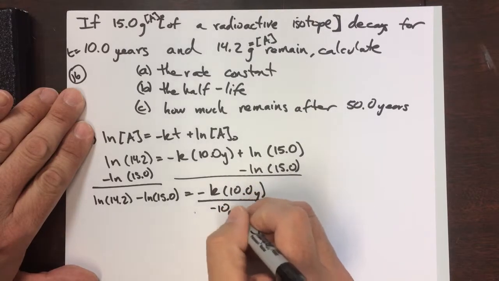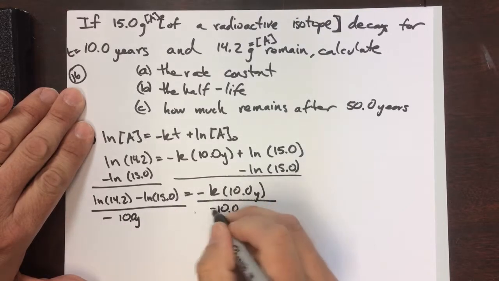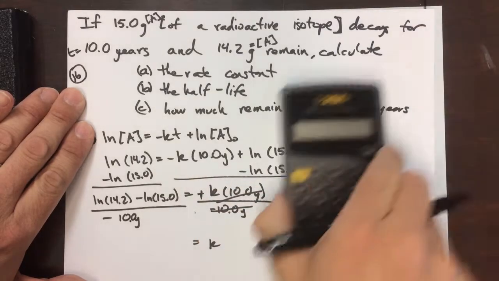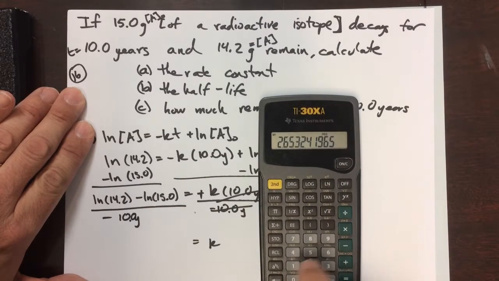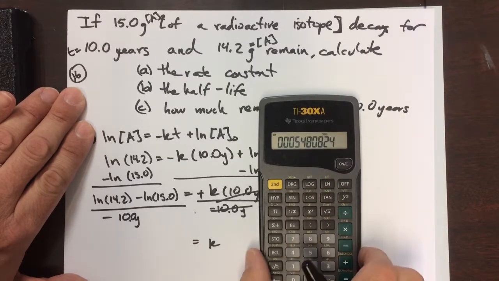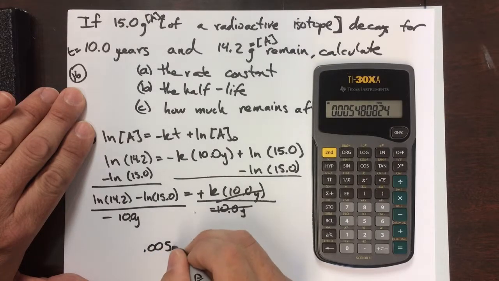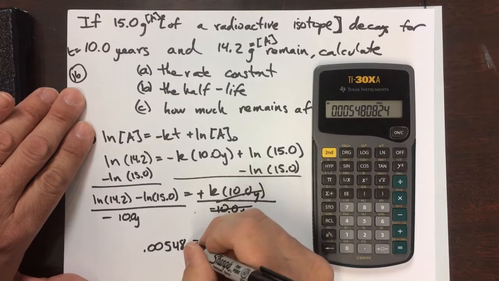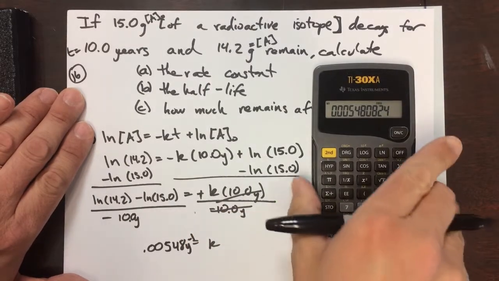Divide both sides by negative 10 years. So K now is going to be 14.2 natural log minus 15 natural log divided by negative 10, and that's going to give us 0.00548. Units here, notice unitless in the numerator, years in the denominator. Move that to the top, that becomes inverse years. All right, on to part B.